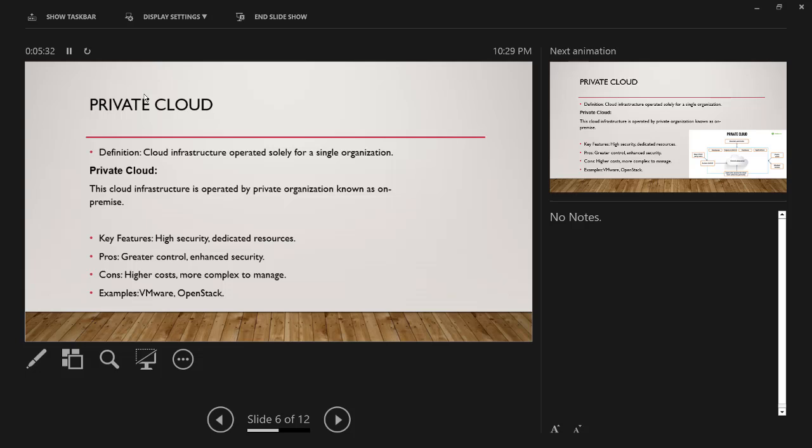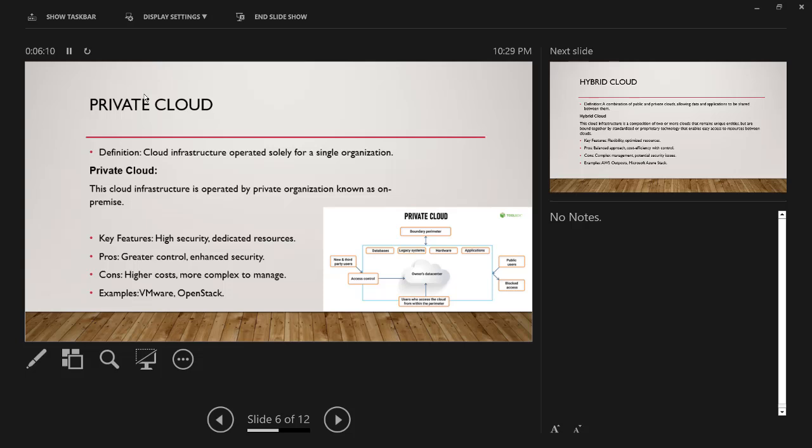All right, some of the key features are high security. So you actually have more security leverage compared to public cloud, and also you can control your hardware infrastructure all by yourself. However, the cons can be significant, because you get to spend more, since it's highly costly. It's also more complex to manage. Some of the organizations that leverage these private cloud service models are VMware, for example, and OpenStack. These are the major private cloud organizations that exist.